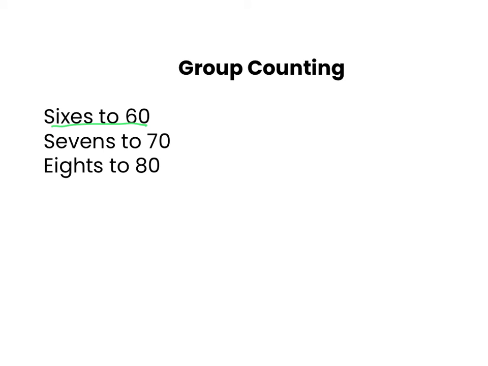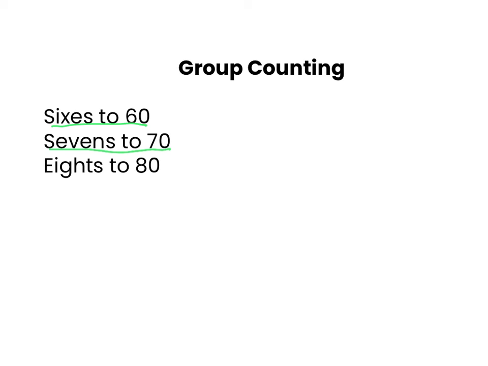We're going to count up to 70 and then we will go back down, starting with 7. 7, 14, 21, 28, 35, 42, 49, 56, 63, 70. All right, we've made it to 70. Let's go back down. 70, 63, 56, 49, 42, 35, 28, 21, 14, 7.